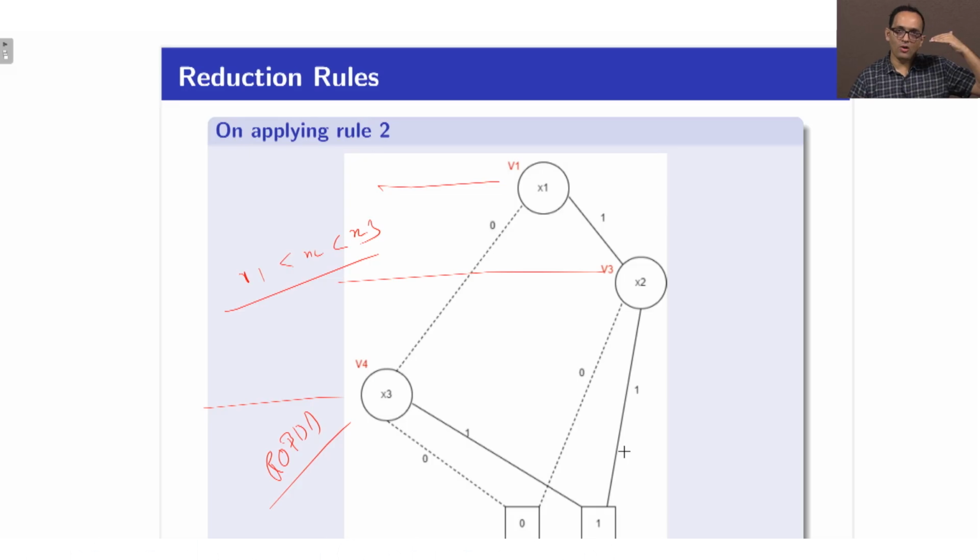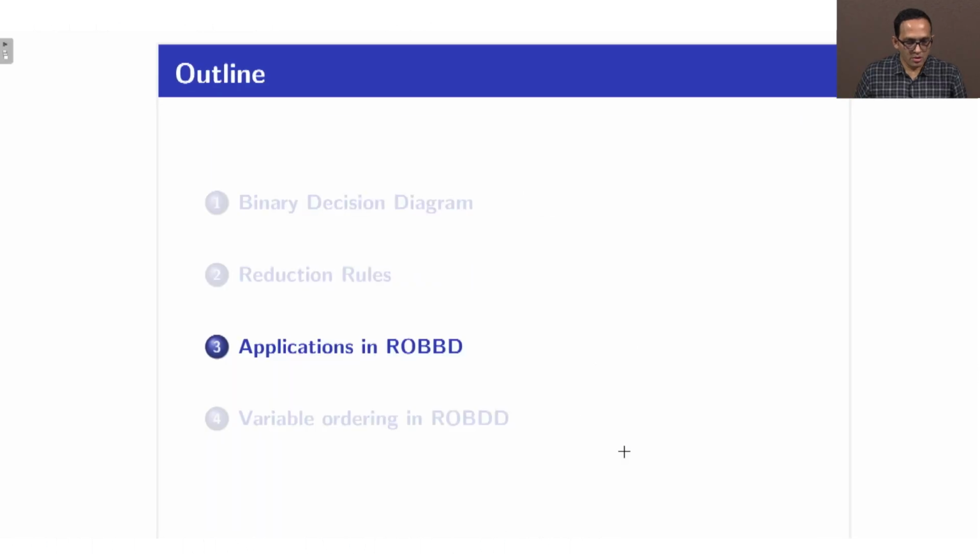So, once you have the original function, you effectively can think about considering the original BDD, and then you apply these 3 rules iteratively, and you reach a BDD where no further optimization is possible, and that is your ROBDD. Okay. So, this is good.